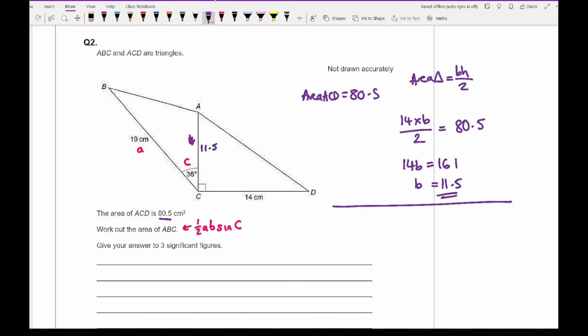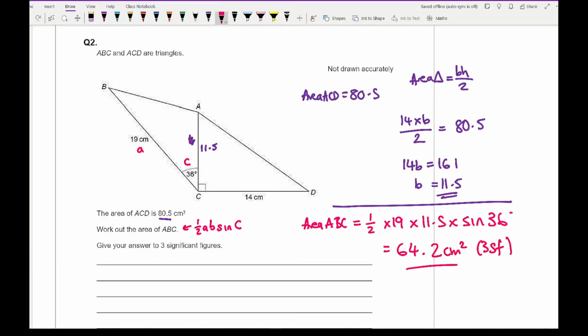From that, what I can then do is work out the area of ABC, and it's going to be a half times 19 times 11.5 multiplied by sine of 36. Now if I type that all into my calculator, I should have an answer of 64.2, and that's going to be in centimeters squared, and that's to 3 significant figures.